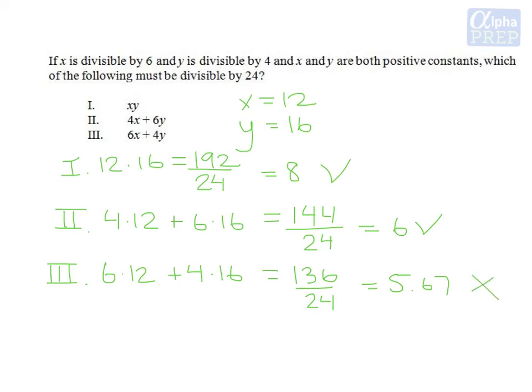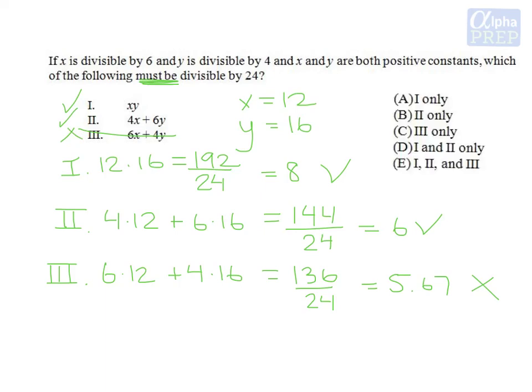And if you can even find one example that is not divisible by 24, then you have to cross it off because it is asking which must be divisible by 24. So that means we have 1 works, 2 works, 3 does not work. So again, if we check out our answers, this corresponds with D.